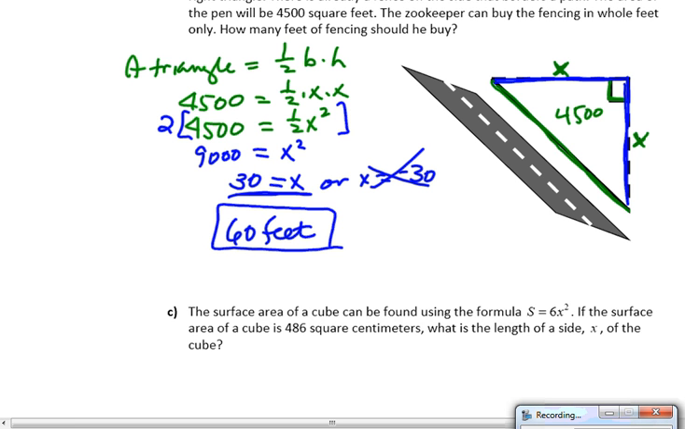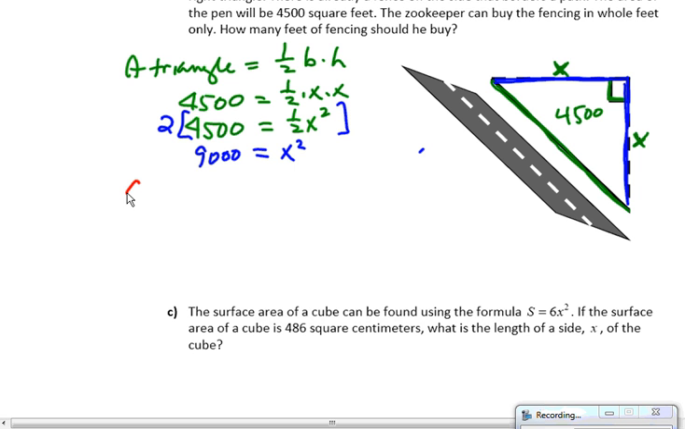Okay, so oops, the square root of 9,000, when I do it, I'll write this here. So it should be the square root of 9,000 is equal to x. Well, it's not 30. That was the square root of 900. So we'll toss this out. And when I come up with that on my calculator, I'm going to get, erase this, erase all this. So we're going to have the square root of 9,000 is equal to x. And that's going to end up being 94.87 feet.